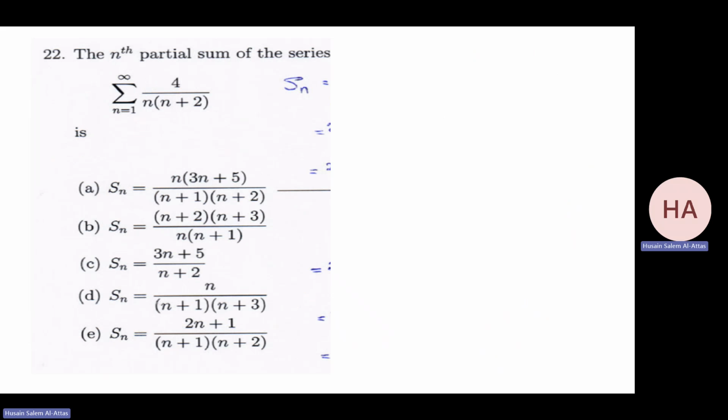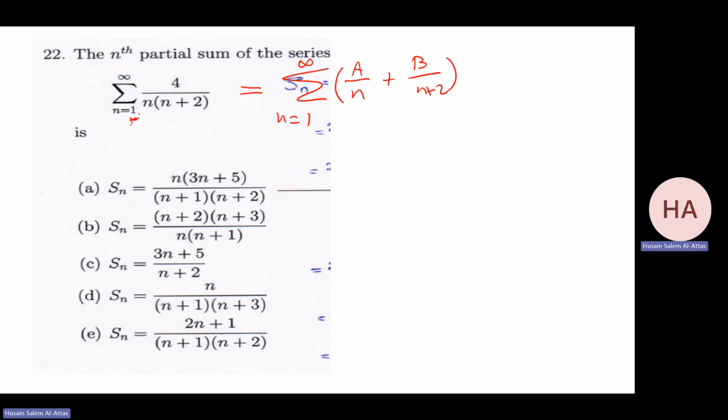And the nth partial sum of this series. He wants Sn. And this starts at n equals 1, so everything is okay. Otherwise, for Sn, you need to manipulate it a little bit, but since it's starting from 1, I have Sn. But first, let me rewrite it as a partial fraction. That will be A over n plus B over n plus 2, as a partial fraction.